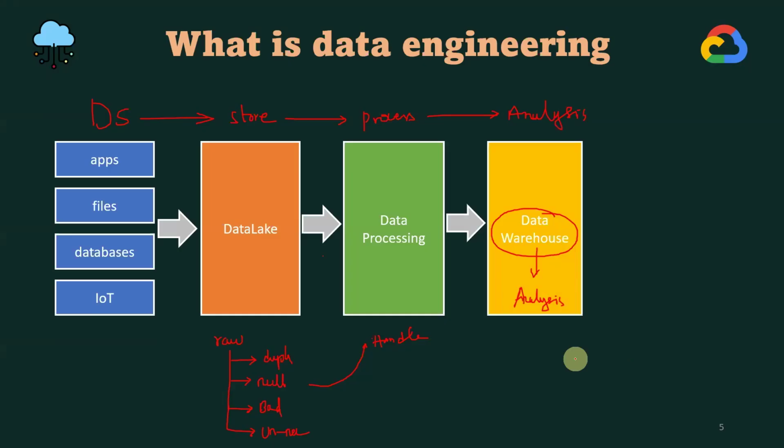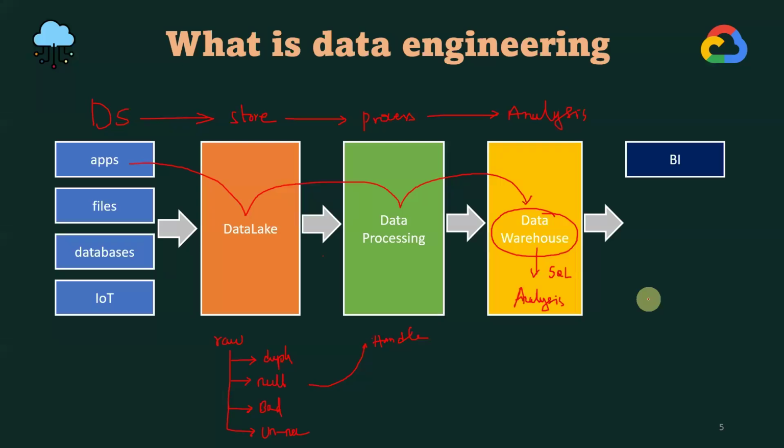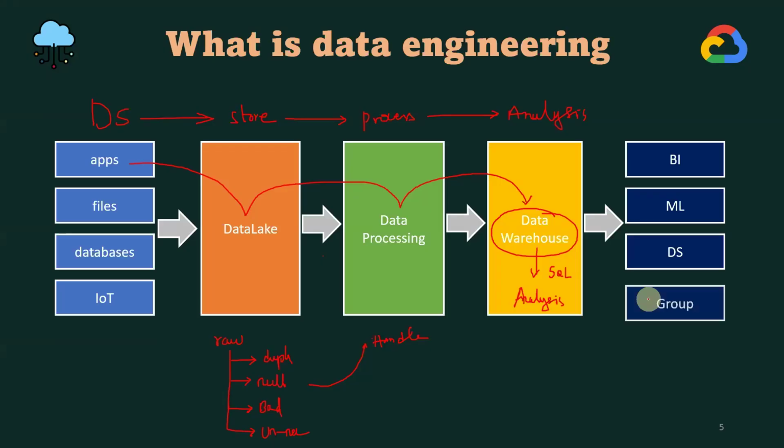So where is the data coming from? You are getting the data from the data lake to data processing to the data warehouse. On top of this data, we use the SQL language for analysis. Once you analyze the data, it can be used by downstream people such as BI, ML, data scientists, or any other business groups, right?